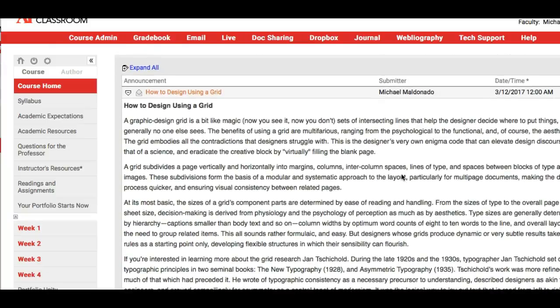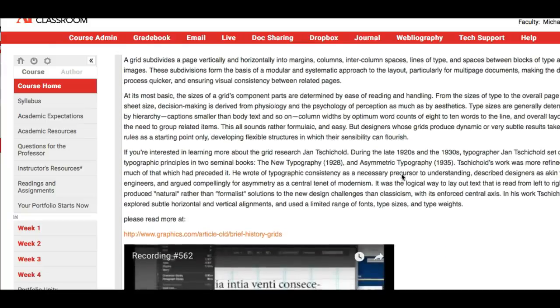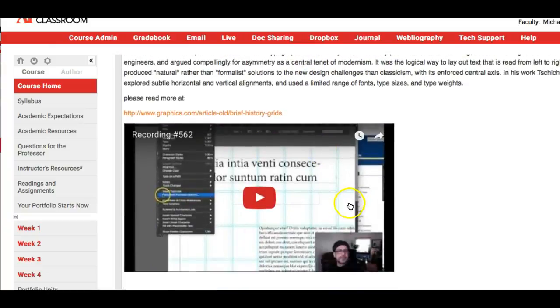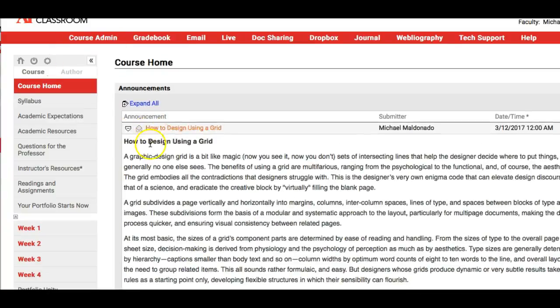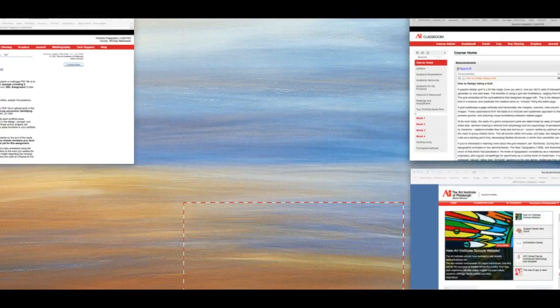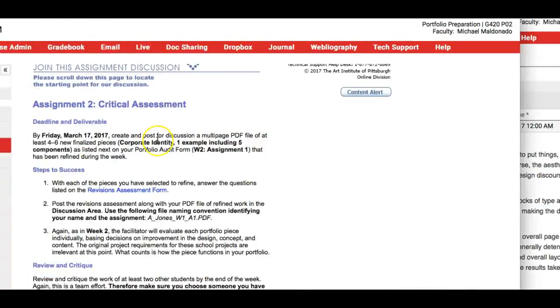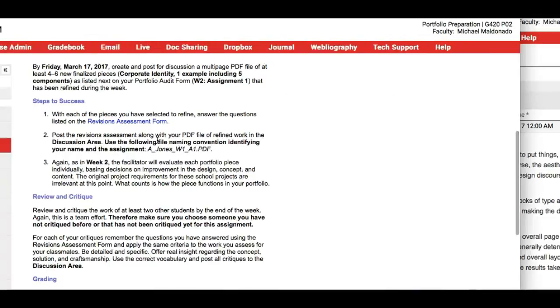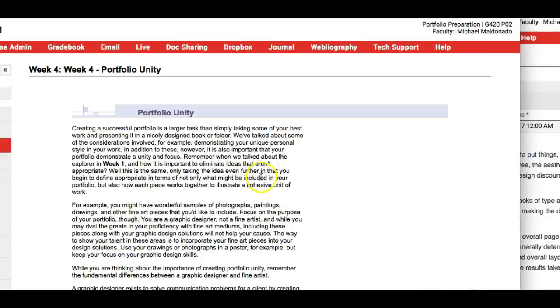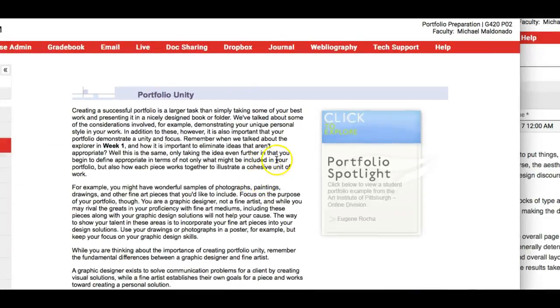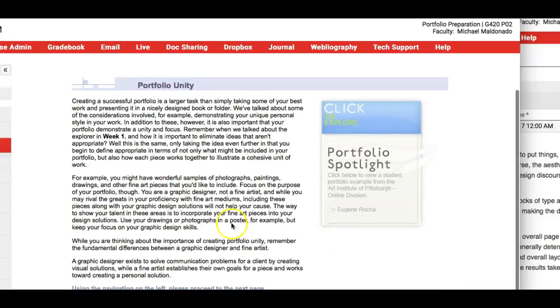And that's a really important notion when you think about it. So take a look at that. And then I want to round this introductory video out by saying I'm going to go back to week 4, only I want to go to portfolio unity. This lecture right here about portfolio unity. And I just want to show you this example.